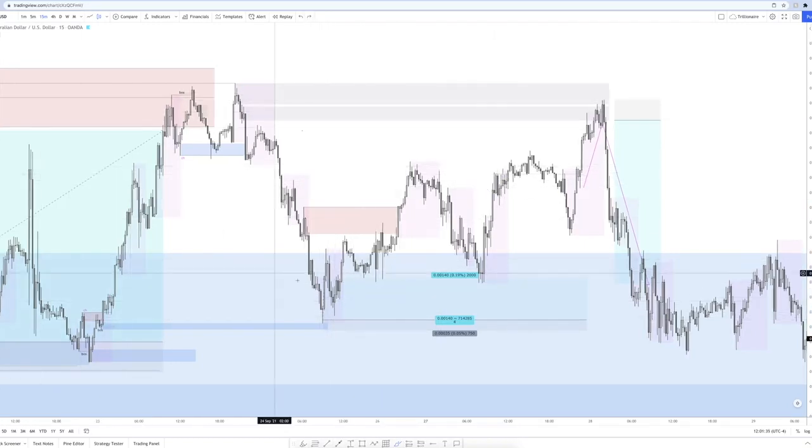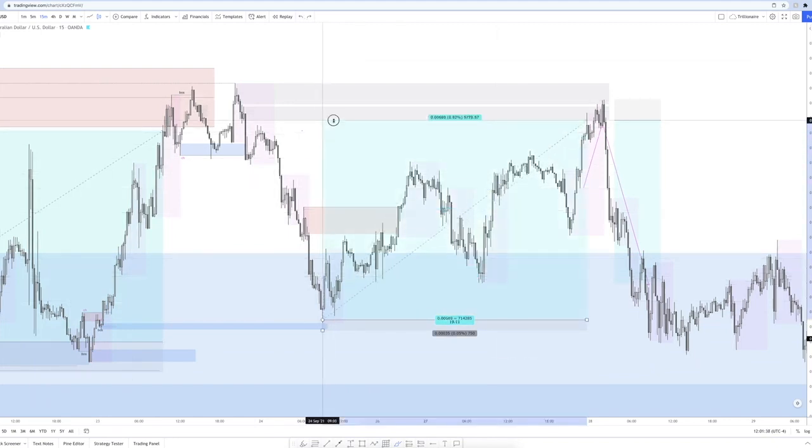All right, so when I'm at 1 to 4, I close 1% or 1R, and I leave my stop loss where it is.